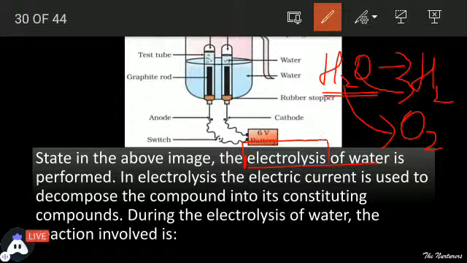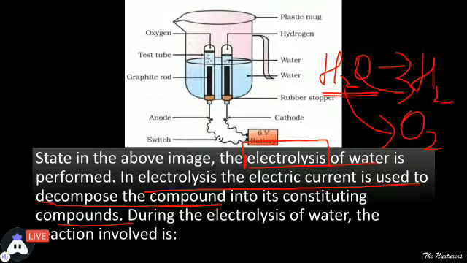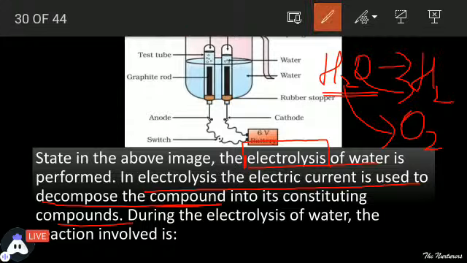Now, in electrolysis, the electric current is used to decompose the compound. Which compound? Water, into its constituent compounds. Now, we need to answer some of the questions. Before that, please just observe this figure carefully. That one of the gas is just the double of the other. अगर आप देखेंगे एक गैस डबल क्वांटिटी में बन रही है. अब अगर हम बात करेंगे कि कौन सी गैस है, अभी हम आगे डिस्कस करेंगे.